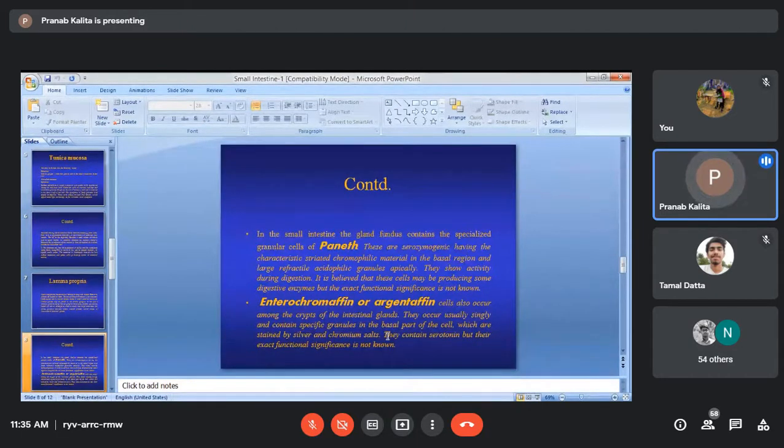Same enterochromaffin or argentaffin cells, we have already discussed while we were talking about the fundic gland regions, the last 4 categories of the cells. Argentaffin means which are stained by silver salt, enterochromaffin which can be stained by chromium salt. Okay.